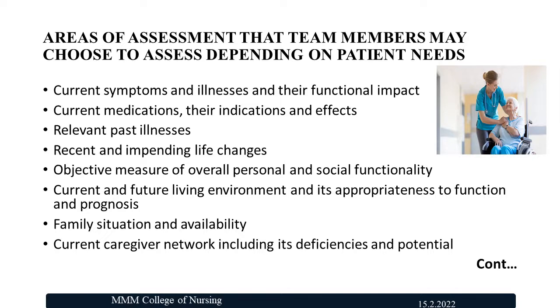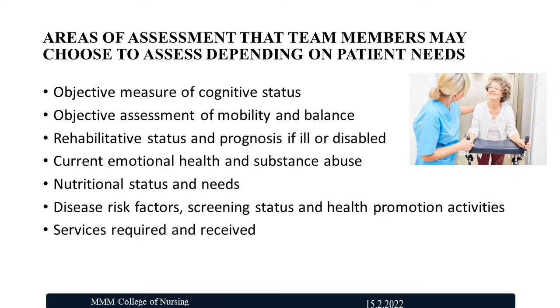Here we also ask about family situation and availability, and the current caregiver network including its deficiencies and potential. Following that are objective measures of cognitive status, objective assessment of mobility and balance, rehabilitative status and prognosis of illness or disability, current emotional health and substance abuse.